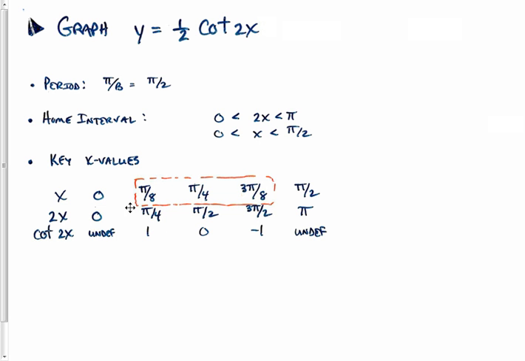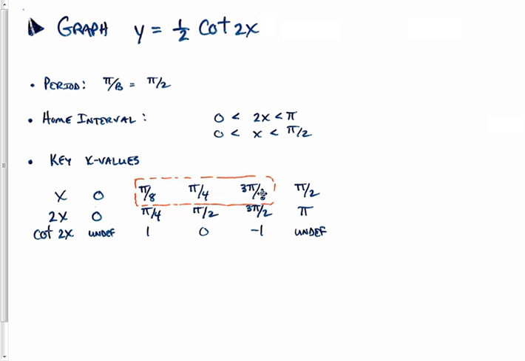The cotangent of 2x, okay, if x is pi over 8, 2x is pi over 4, and the cotangent of pi over 4 is 1. And likewise, we calculate the cotangent of pi over 2. The cotangent of 2x if x is pi over 4 is 0, because we'd be taking the cotangent of 2x, which is pi over 2. And likewise, we get the same thing.